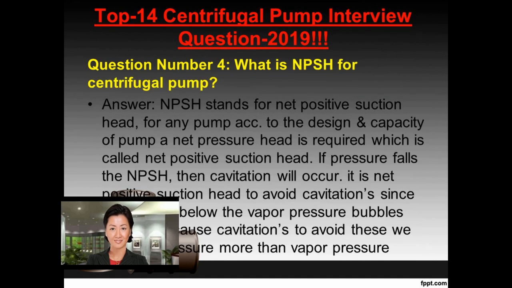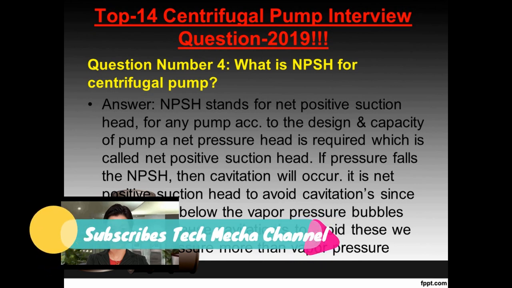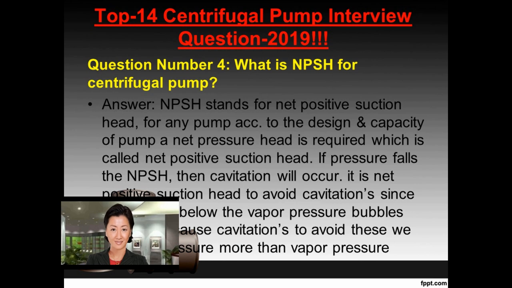Question number 4. What is NPSH for a centrifugal pump? Answer. NPSH stands for net positive suction head. According to the design and capacity of the pump, a net pressure head is required, which is called net positive suction head. If the pressure falls below the NPSH, then cavitation will occur. It is net positive suction head to avoid cavitation, since if pressure is below the vapor pressure, bubbles form that cause cavitation. To avoid this we go for a pressure more than vapor pressure.